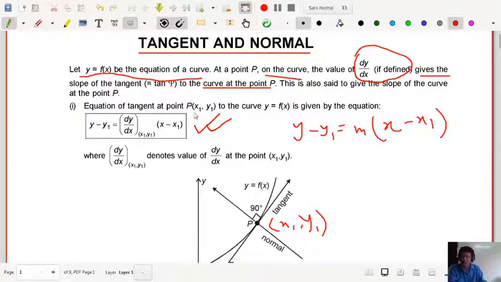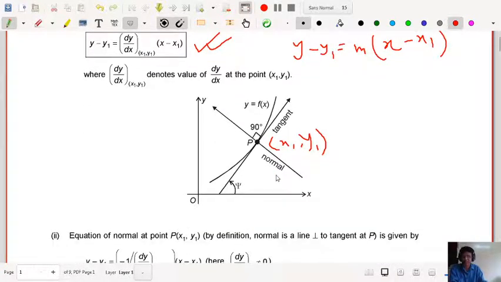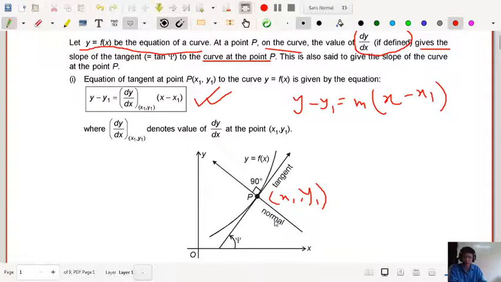So it is a very simple equation. It is already known to everybody. In class 11 you have learned the equation of the straight line. So using that you can write the equation of the tangent. And the line perpendicular to the tangent is called the normal to the curve.